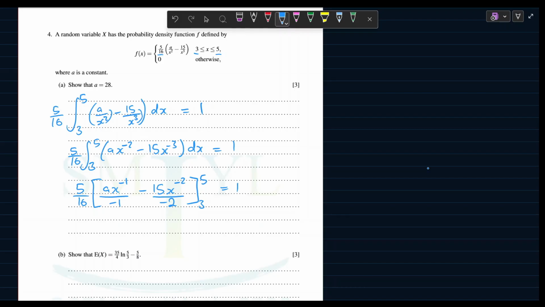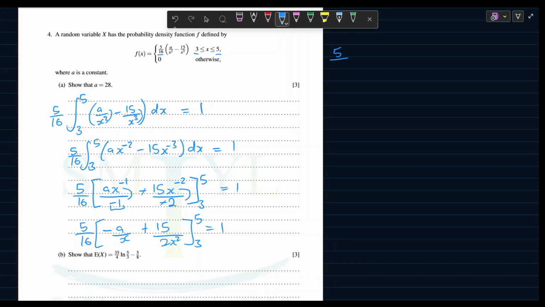Alright, so if we simplify this, what we have is 5/16. And this is now, because of the negative 1, it's negative a, and then I'm going to take the x to the negative 1 down to the denominator, so it's just x. And then here our negative signs cancel out, so we've got positive 15/2. If we take x to the negative 2 down to the denominator, it's x squared. And this is from 3 to 5, and this should be equal to 1.